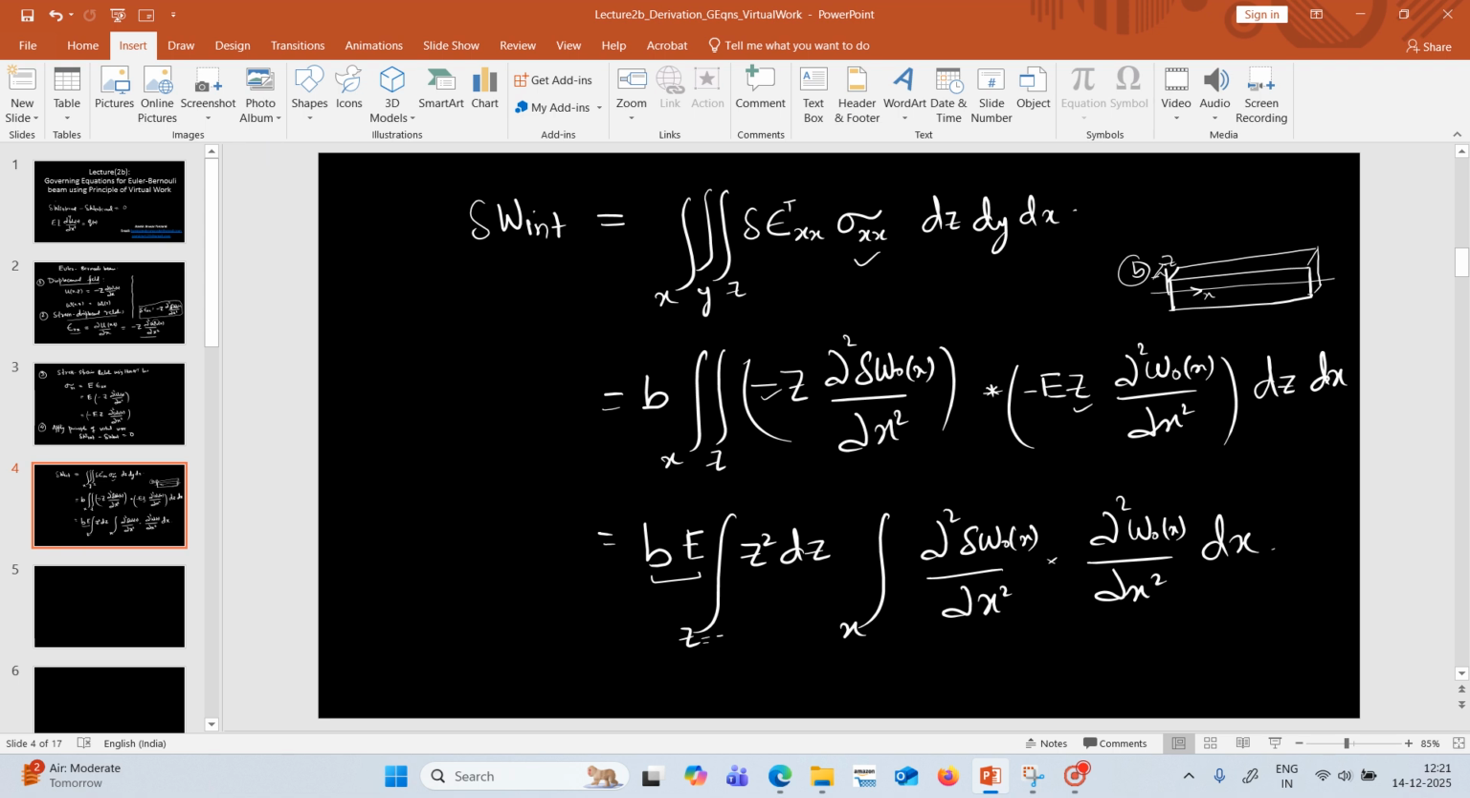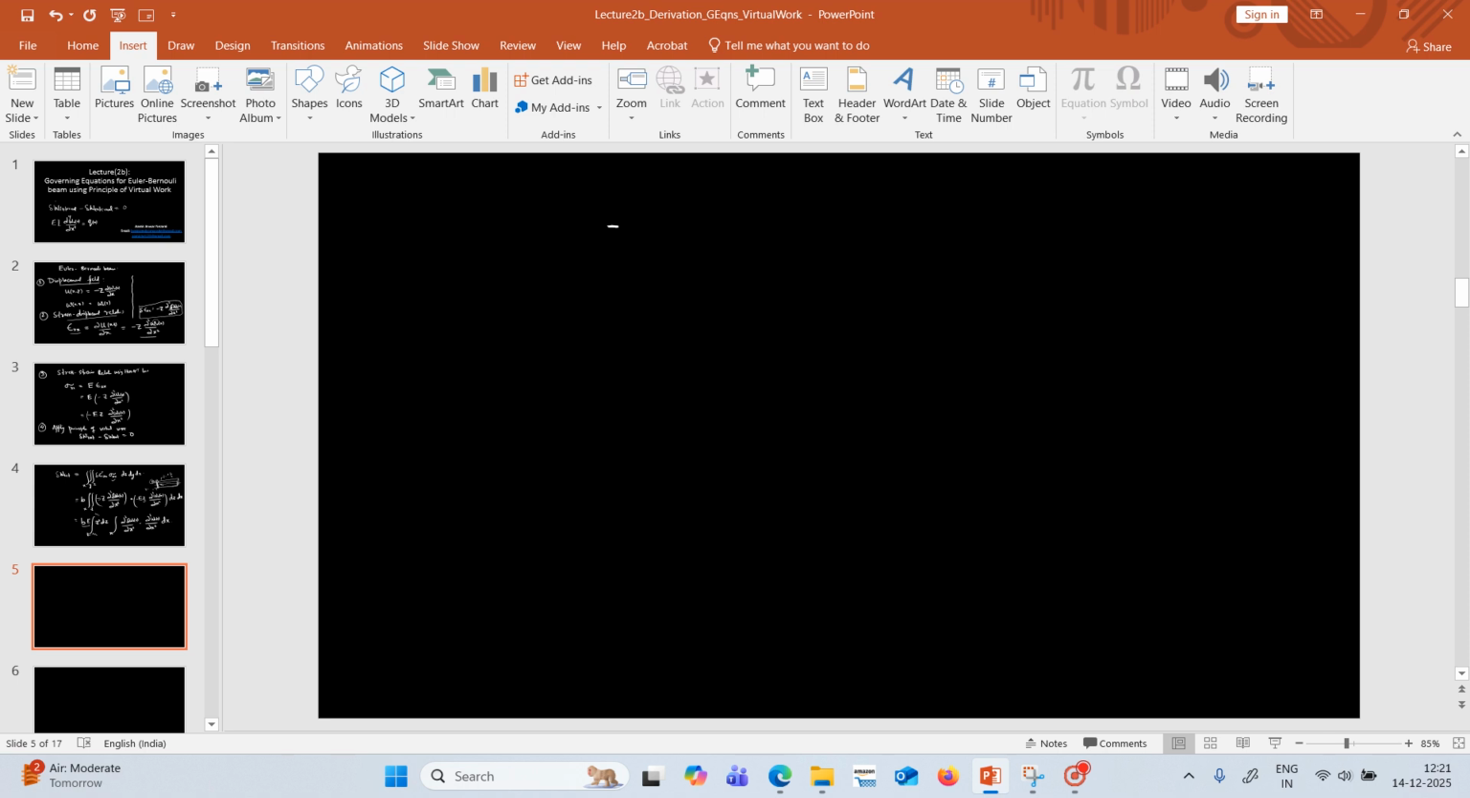It is from minus h by 2 to plus h by 2. At the bottom position, z is minus h by 2, and at the top position, z is plus h by 2. So the thickness coordinate will just vary from minus h by 2 to plus h by 2. Now we will have delta work internal.